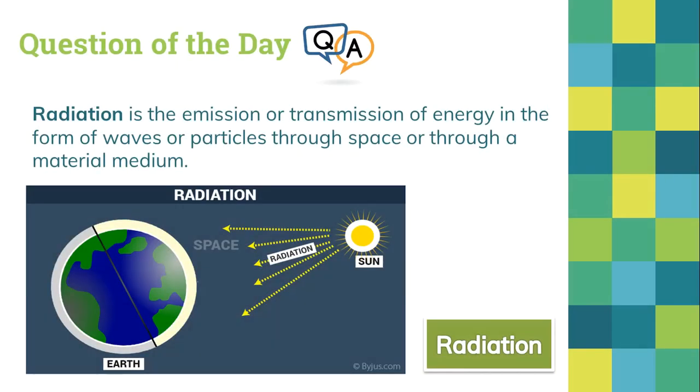So radiation is the emission or transmission of energy in the form of wave. These waves are really special because they don't need a medium to travel. They can actually travel through space without a need of having a material medium. So an example of radiation is that energy that is coming all the way from the sun to the earth. We can actually feel the warmth of this radiation coming to us.